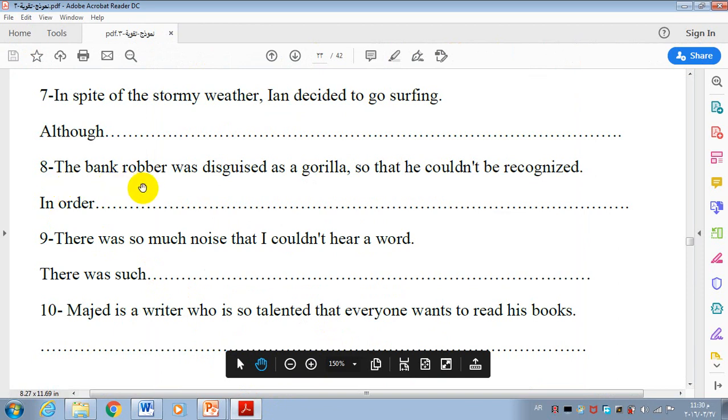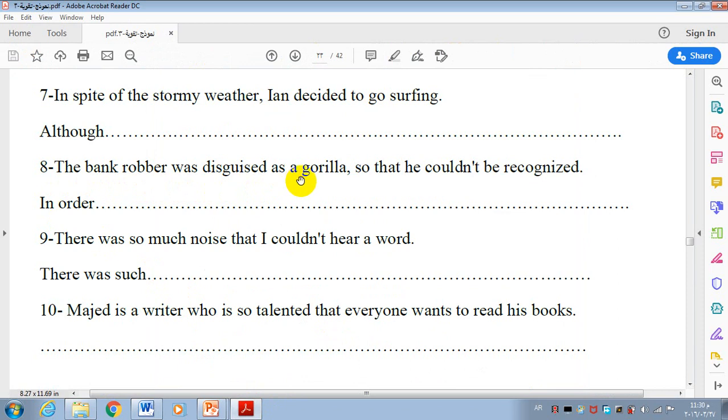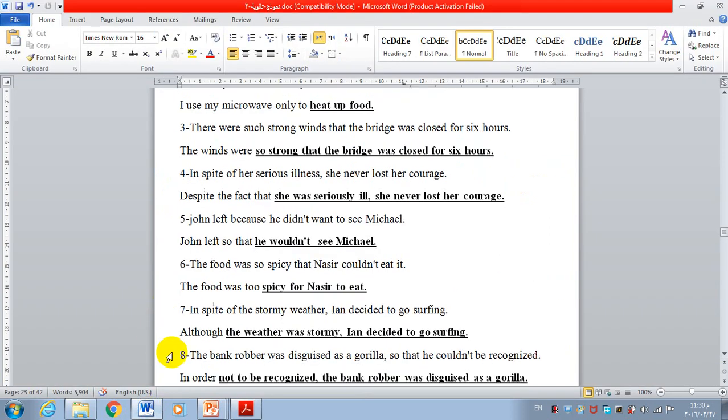Number 8. The bank robber was disguised as a gorilla so that he couldn't be recognized. I want you to rewrite this sentence too, starting with in order. Excellent. The right answer is like this: in order not to be recognized, because he said in the first sentence he couldn't be recognized. So we use in order in the negative case, like you see, in order not to plus infinitive. In order not to be recognized, the bank robber was disguised as a gorilla.